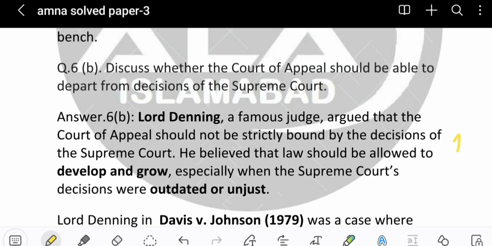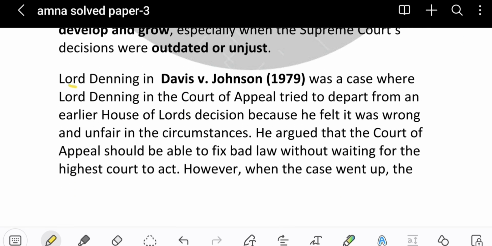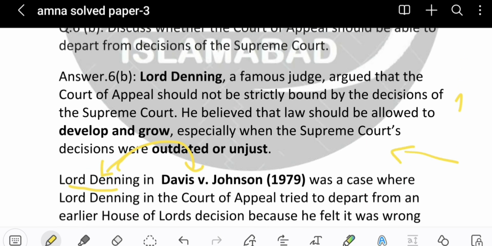Now I'm going to move on to the next paragraph. Here Lord Denning is repeated, but this time I will add a case law. In the first paragraph I didn't add a case law. I just gave a short introduction of Lord Denning and the Court of Appeal, and that Lord Denning wanted the Court of Appeal not to be strictly bound to follow Supreme Court decisions, nor to be backward. Instead, he thought the Court of Appeal should develop and grow. Their decisions should be up to date, rather than following the Supreme Court's outdated decisions.